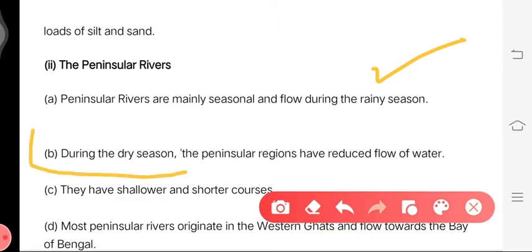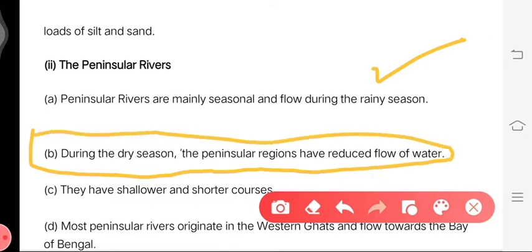During the dry season, the peninsular region has reduced flow of water. It means that when the dry season comes in the peninsular region, the amount of water flowing in the rivers decreases.